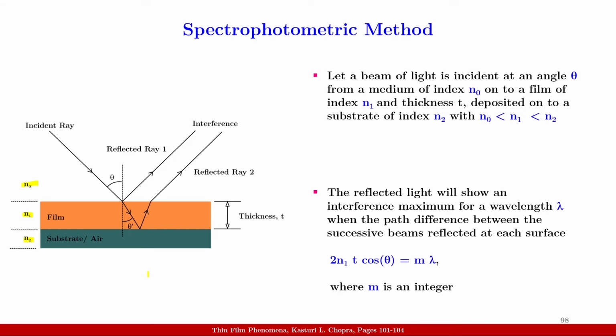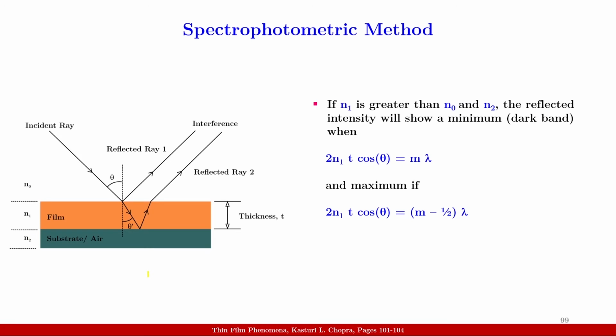The reflected light will show an interference maximum for a wavelength lambda when the path difference between the successive beams reflected at each surface, that is 2n1t cos theta, equals m lambda, where m is an integer. If n1 is greater than n0 and n2, the reflected intensity will show a minimum, that is a dark band, when 2n1t cos theta equals m lambda, and a maximum if 2n1t cos theta equals (m minus half) lambda.